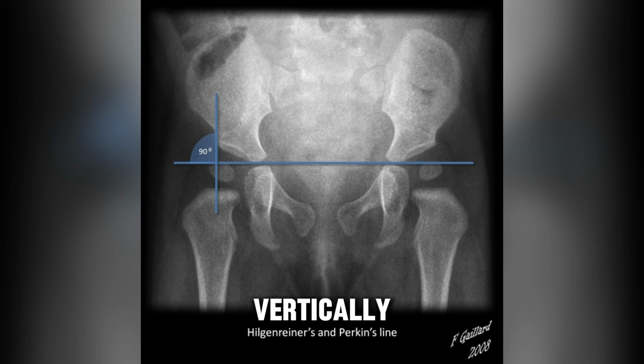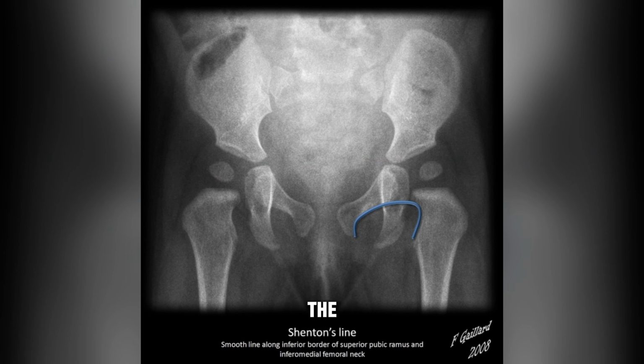Perkin's line is drawn vertically, through the lateralmost aspect of the acetabular roof, perpendicular to Hilgenreiner's line. The ossified femoral head should be located in the inferomedial quadrant created. Shenton line runs along the inferior aspect of the superior pubic ramus and the inferomedial femoral neck.